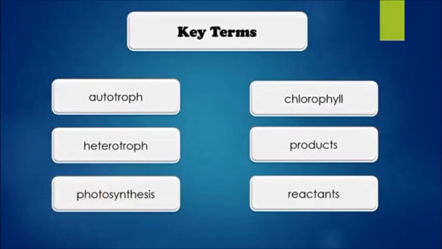Our key terms for today's lesson include autotroph, heterotroph, photosynthesis, chlorophyll, products, and reactants.